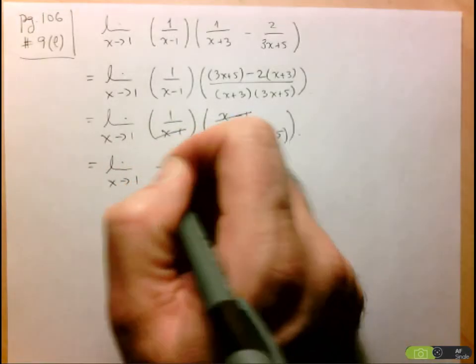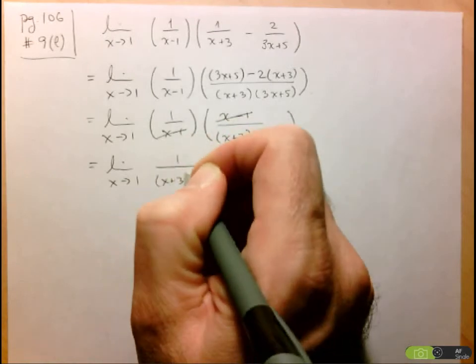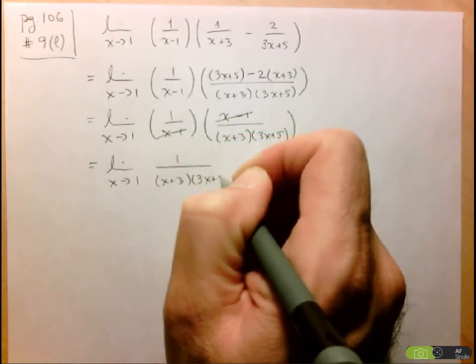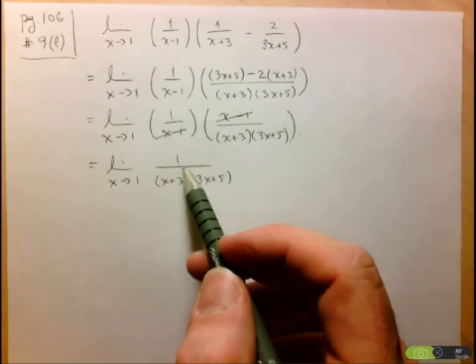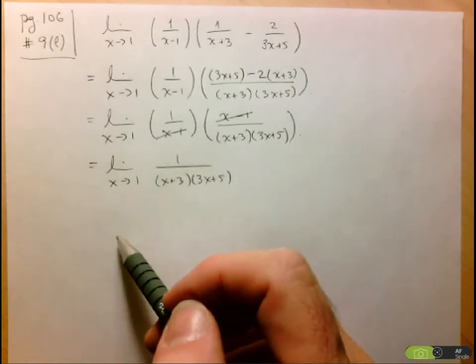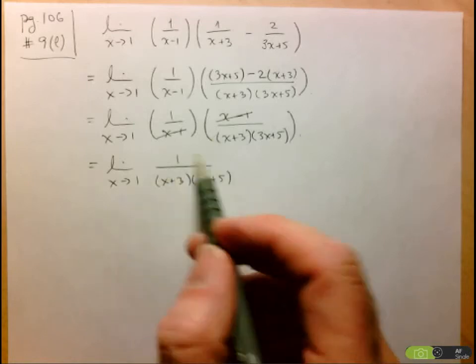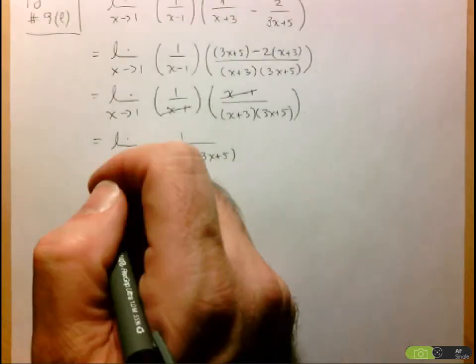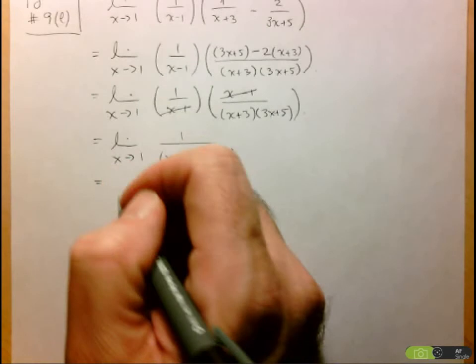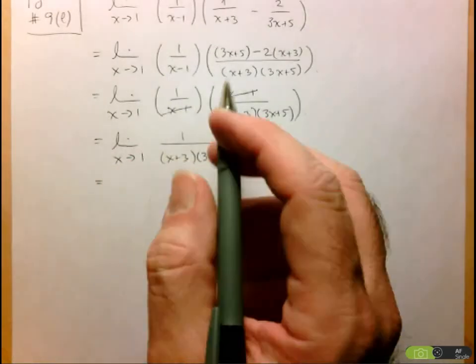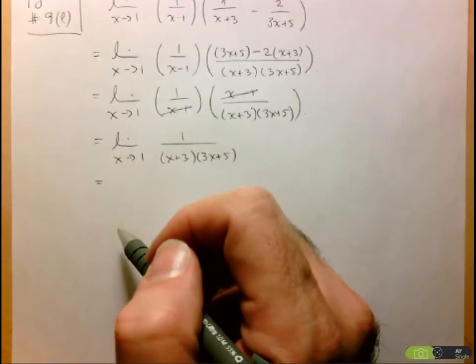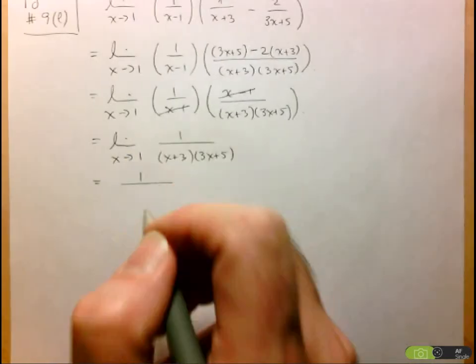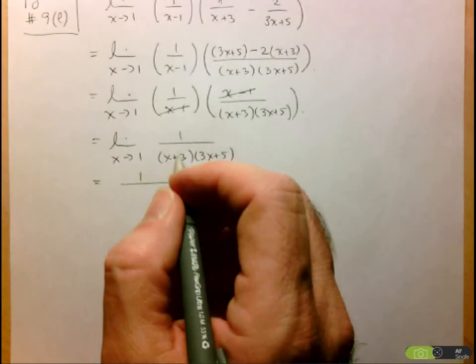So we're left with 1 over x plus 3 times 3x plus 5. This function here does have a limit. In fact, it's continuous at x equals 1, hence we know that the limit will just be equal to the function value. Now that we're evaluating the limit, we don't write the limit notation anymore. So we're going to evaluate this at the function value since it's continuous at 1.